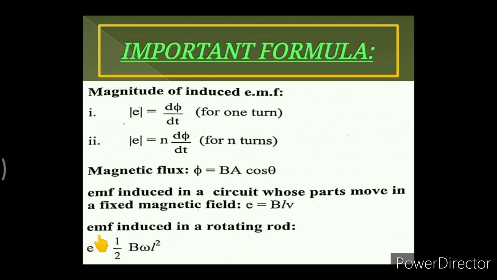Then we had seen EMF induced in a rotating rod also, which is given as E is equal to half B omega L square, where B is the uniform magnetic induction, L is the length of the conductor, and omega is the angular velocity of the rotating rod in a magnetic field of induction.